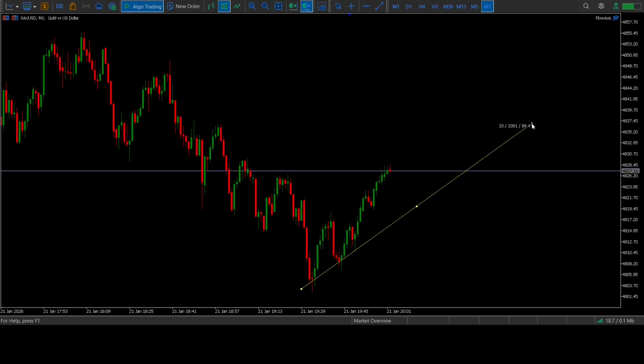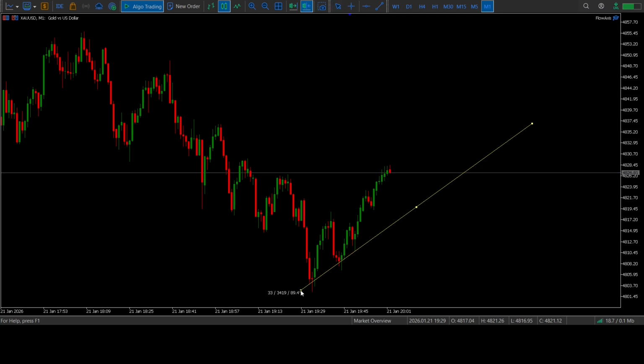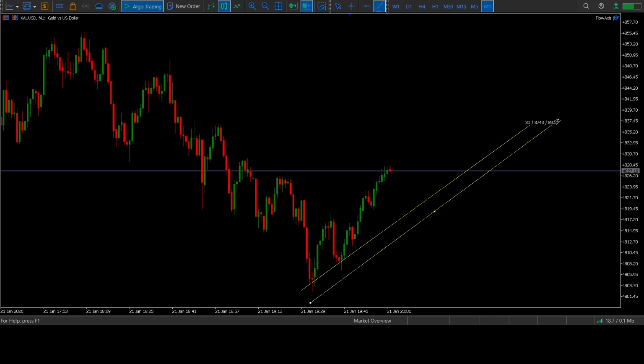If the yellow line is placed below price, a buy trade is opened. If it is placed above price, a sell trade is opened. This approach allows you to control trade direction visually before any execution happens.